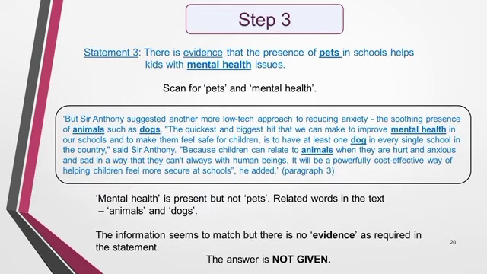I now read statement 3 again, to make sure I understand it. Then choose my keywords. In this case, pets and mental health. I then scan for these. I easily find mental health, but there's no mention of pets in this part of the text. I do, however, spot the words animals and dog, which might have been used to paraphrase pets. I read in detail to get the meaning of the text.